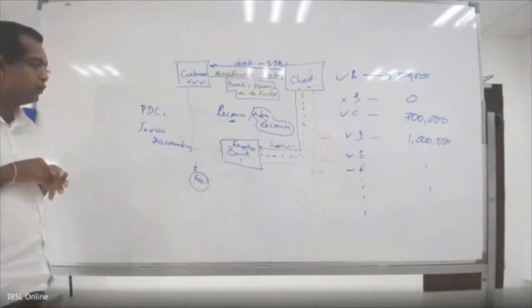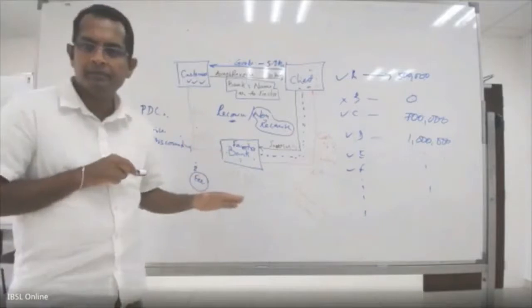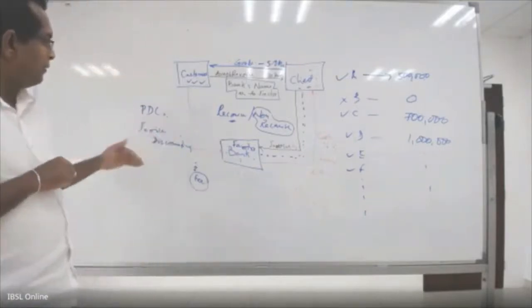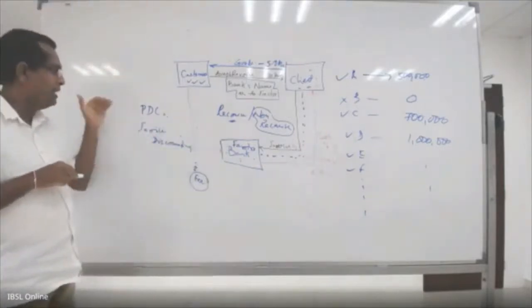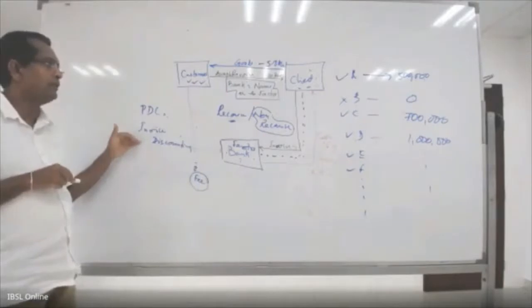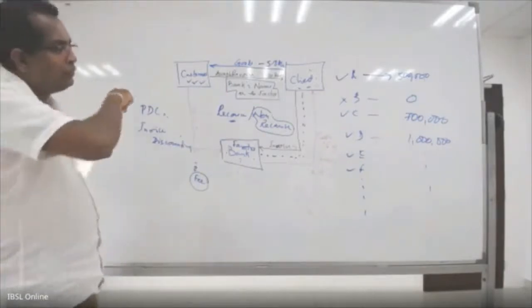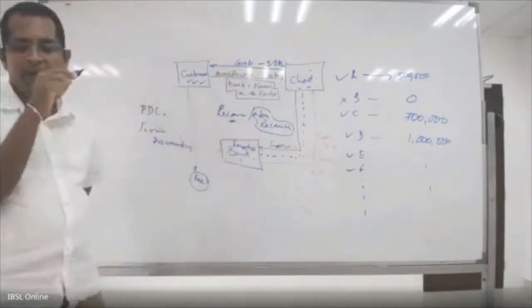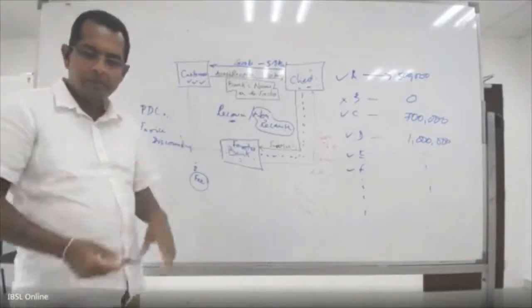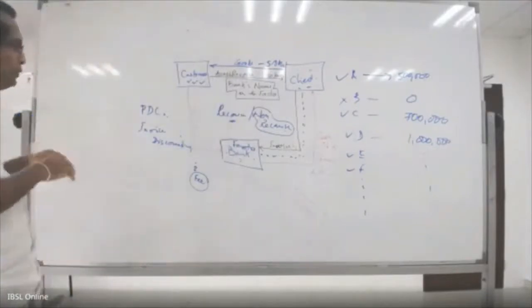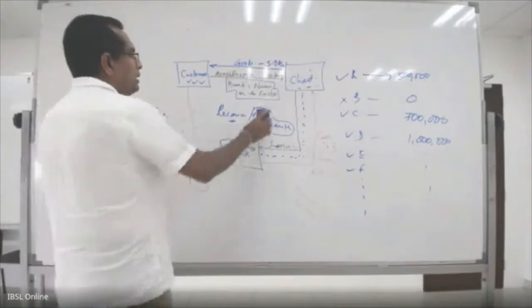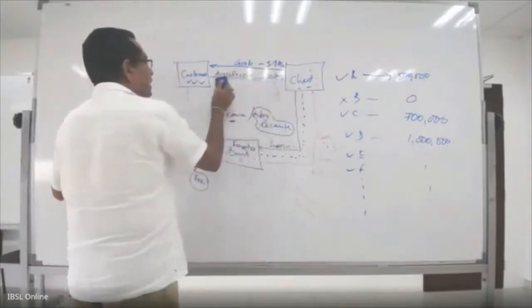So let us now move on. Within the factoring, we have two things: PDCs and invoice discounting. It is also on the same line of thinking, but when it comes to invoice discounting, this one is not there.